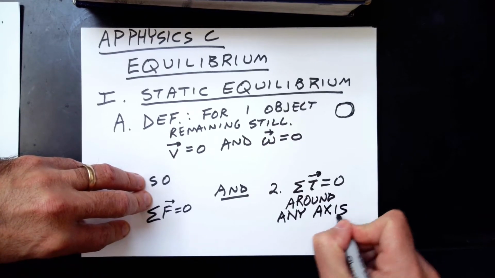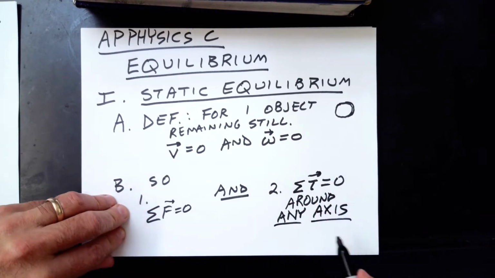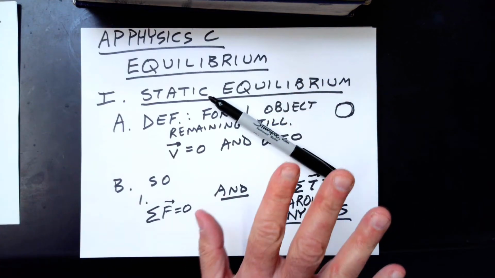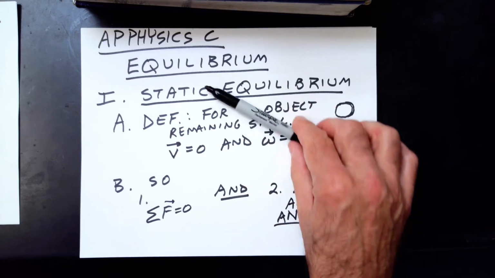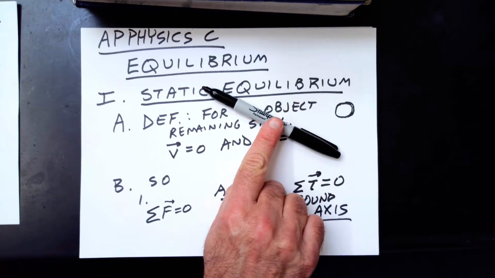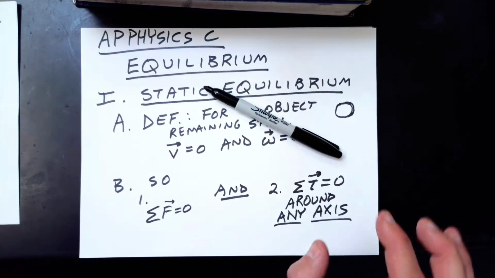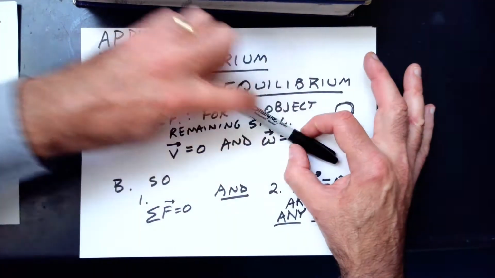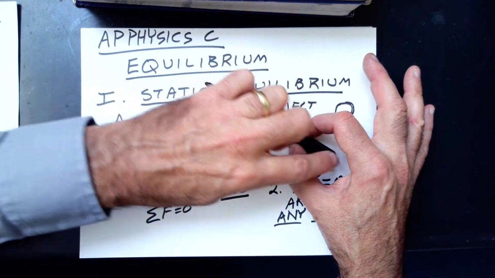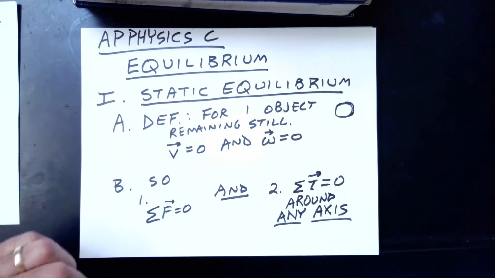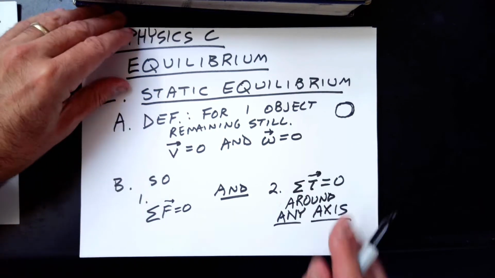Any axis. And that's really the most important thing in these notes: if something is remaining stationary and not rotating at all and not moving, then the torques have to add up to 0, not just around the center of mass, but around any axis. Because if you could pick a point and say the torques were uneven, like there's more torque counterclockwise here and clockwise there, it would start rotating around that axis. So for it to remain completely still, this has to be true.